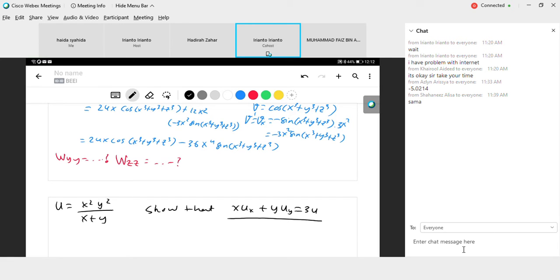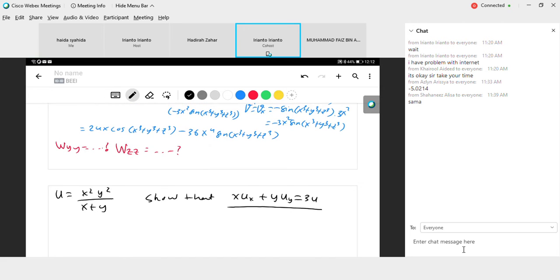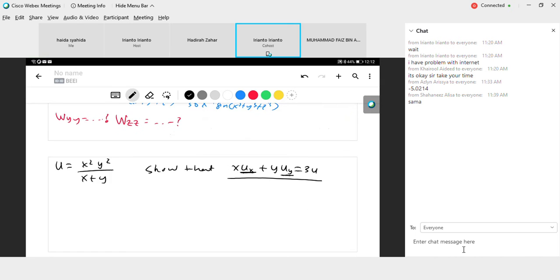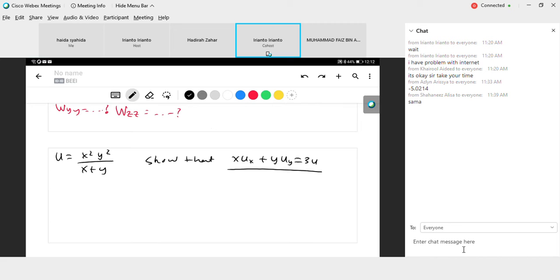Okay, so in order to show this, I think we need to find the derivative of u with respect to x, and the derivative of u with respect to y, and then we multiply. We do the equation. Is it correct? Is the left side the same as the right side? That's what we need to do. Just follow the flow. Later it will give you something.